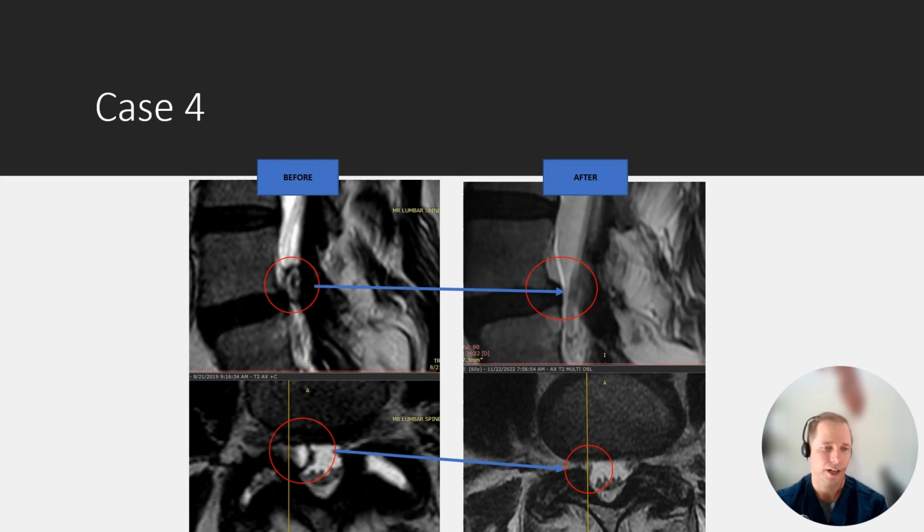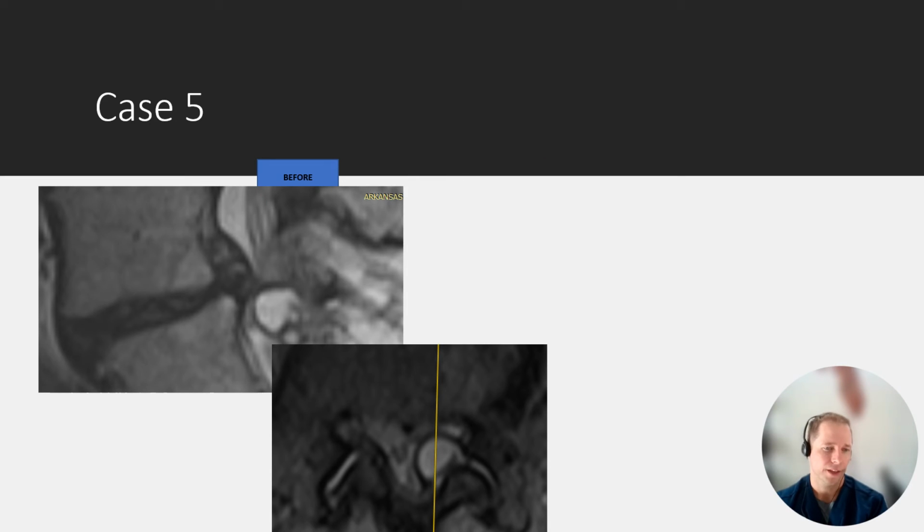And here's yet another one, same story. It's an unstable L4-5 segment. We treated it with the same protocol, and we were able to get that to resolve as well. And this was a case where I gave him a 50-50 chance, given the fact he's in his late 70s, early 80s.